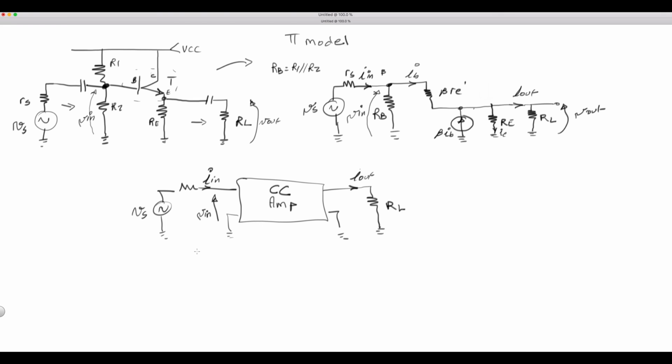amplifier. So what are the things we're going to be needing? We're going to be doing A, what is our Rin of this stage? B, what is AI? C, what is AV? So in our next lesson, we're going to handle each one of these.